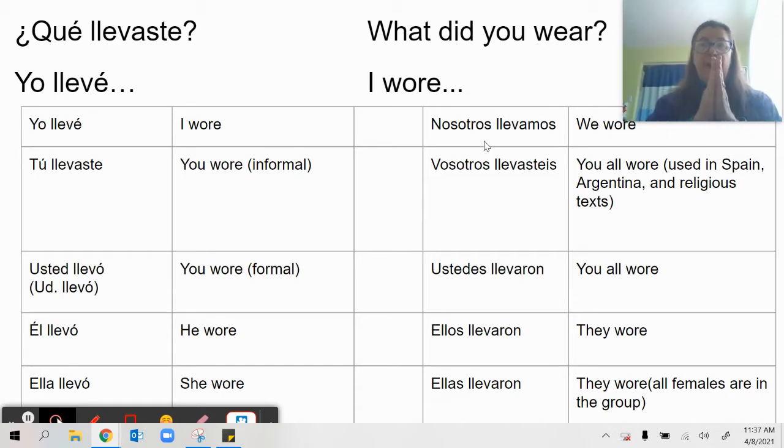Llevar, to wear. Yo, llevé. Tú, llevaste. Usted, llevó. Él, llevó. Ella, llevó. Nosotros, llevamos. Vosotros, llevasteis. Ustedes, llevaron. Ellos, llevaron. Ellas, llevaron.